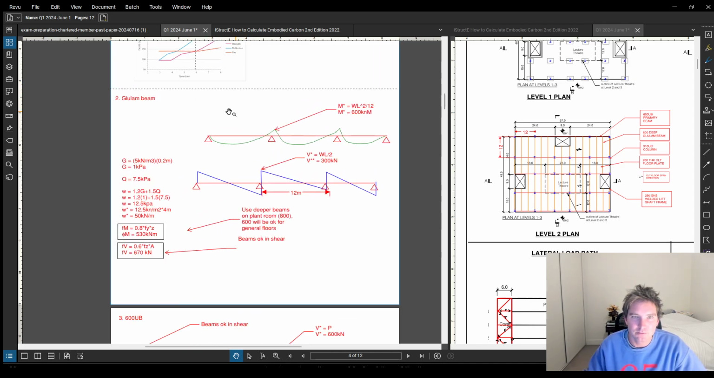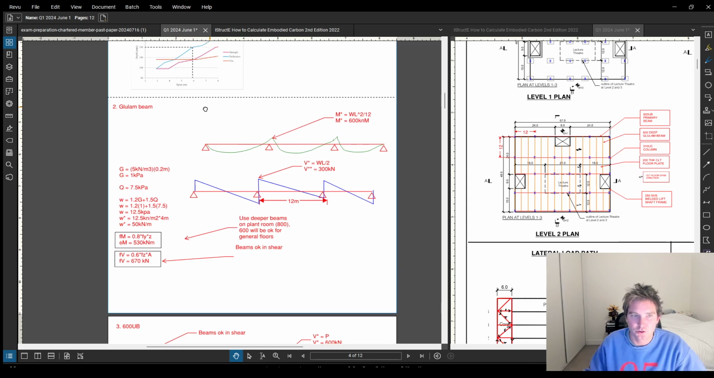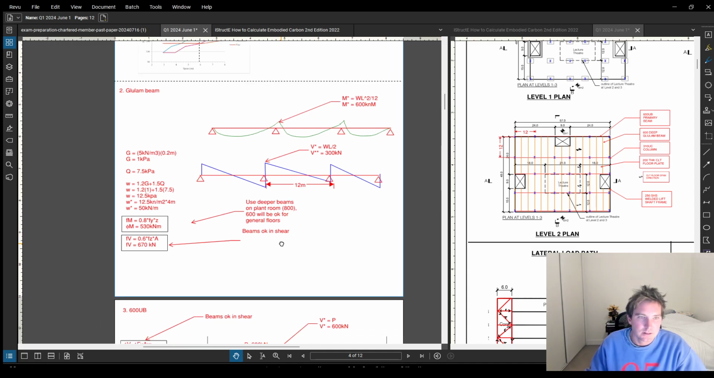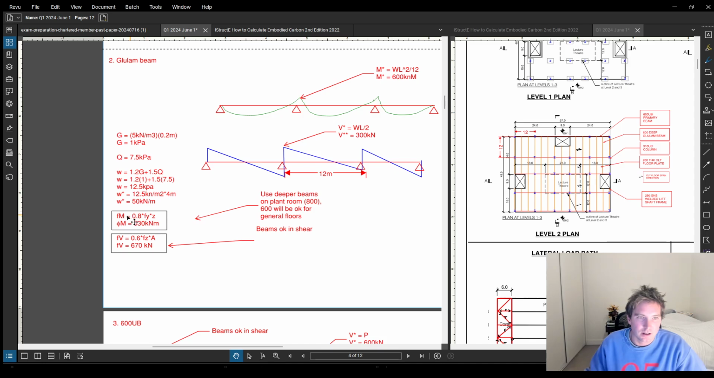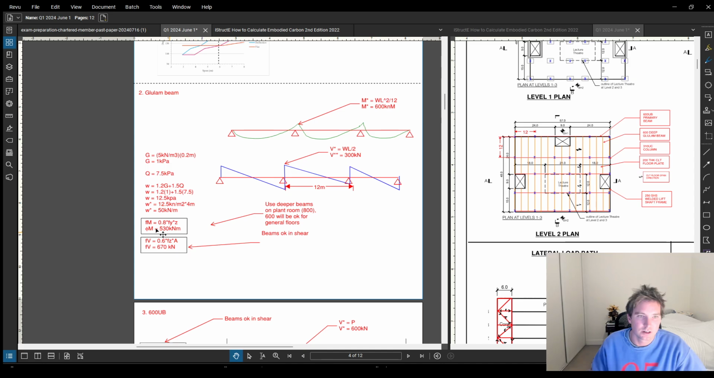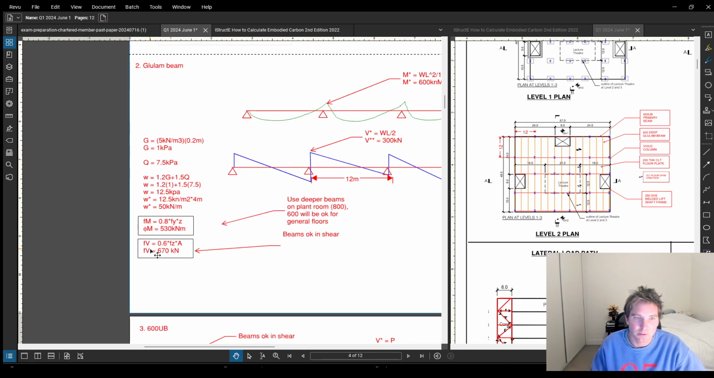For my glulam beam, I'm showing my calculations and the design actions. You've also got the bending moment and the shear force as it spans over, or through, the primary beam, and just some basic principles in terms of the bending and shear capacity.